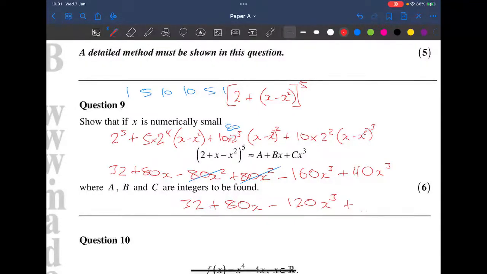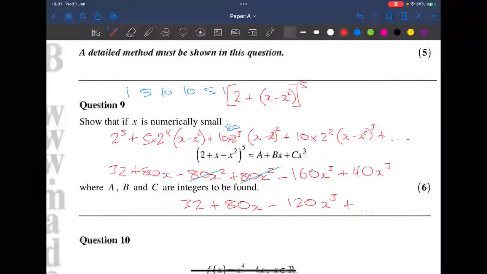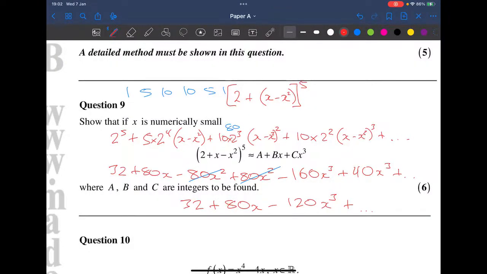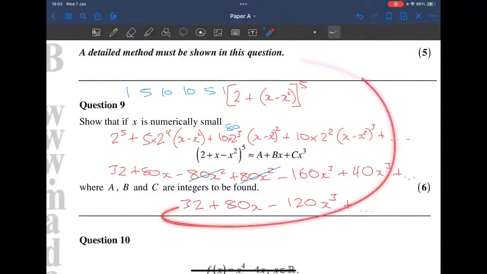This should have plus higher powers. And again, this should have plus higher powers, but we don't really care about them. So like we said, we're doing just an approximation. So we only wanted up to x to the 4, exactly what they've given us in this kind of desired form, basically. So yeah, not too bad for 6 marks.